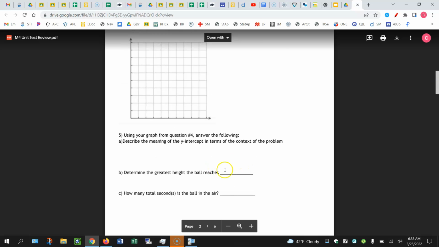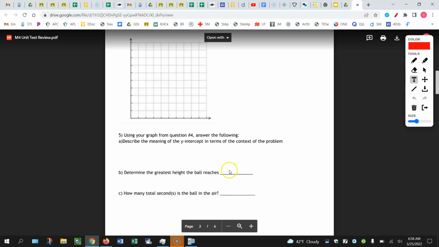The greatest height the ball reaches, that's 72 feet. That's just literally from the table. We saw that. And how many total seconds is the ball in the air? 5 seconds.